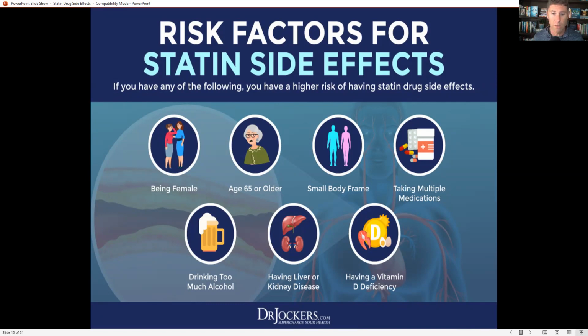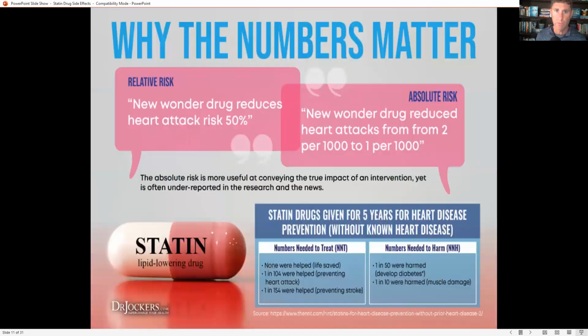And then, of course, drinking too much alcohol and smoking. Having a poor lifestyle and not taking good care of yourself also increases your risk for statin side effects.